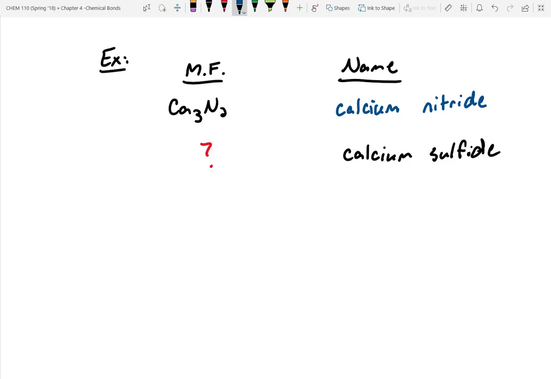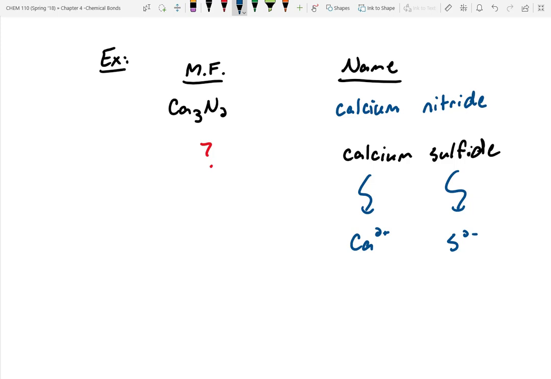All right, now the trickier one is calcium sulfide. If we think about this, calcium, the elemental symbol is Ca. What charge will it always have as an ion? 2+, okay. And then sulfide, sulfur will have what charge?